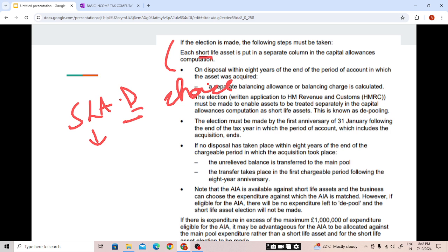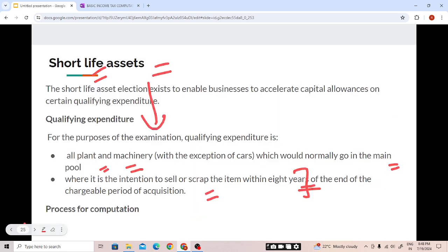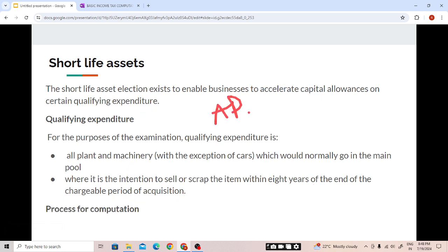I hope this is clear. And students, the 8-year period will start from which point? The intention is to sell the item within 8 years of the end of the chargeable period of acquisition. Chargeable period of acquisition means accounting period, not tax year. Do not always confuse it with the tax year. Everything is based on accounting period.